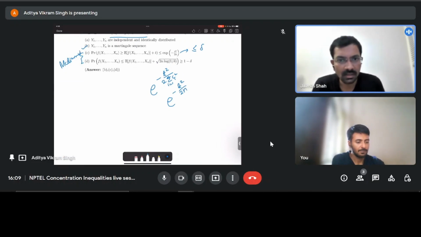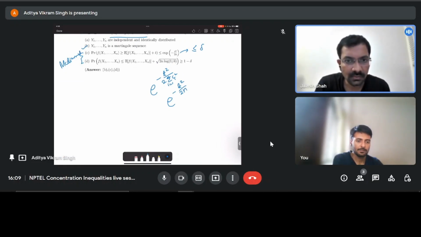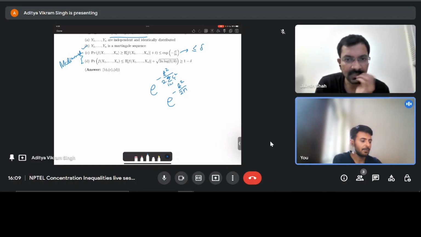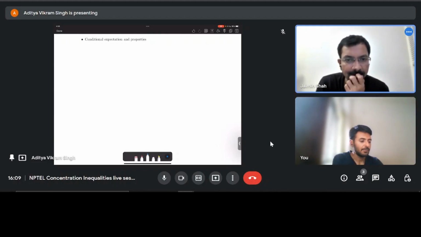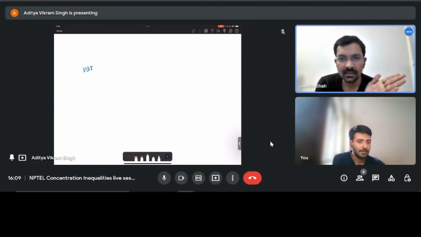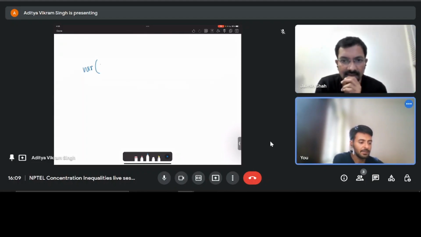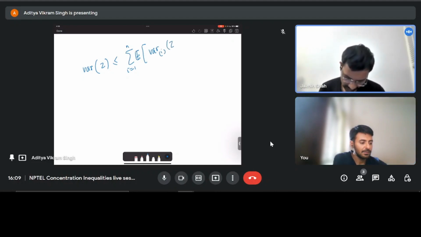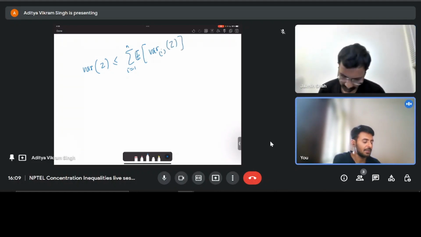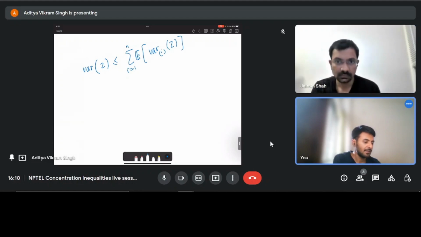Can you give me the Efron-Stein inequality? The definition of Efron-Stein is something like: Z_i equal to the expectation of Z given X_i. So variance of Z is less than or equal to the sum over i equals 1 to n of the expected value of the variance. I think this was the thing, right? Yeah.